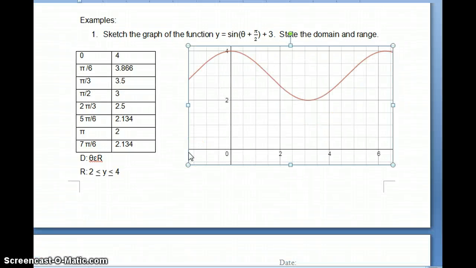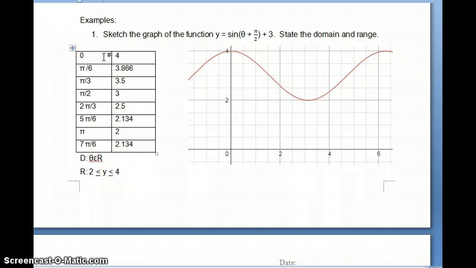Hope you had a chance to work this out for yourself. Some key points from your table of values: when theta is 0, your y value should be 4. When it's pi over 2, y should be 3, and when theta is pi, y should be 2. Make sure you try plugging in a few of these values into your calculator, and then you can get the rest of your table values using your graphing calculator.